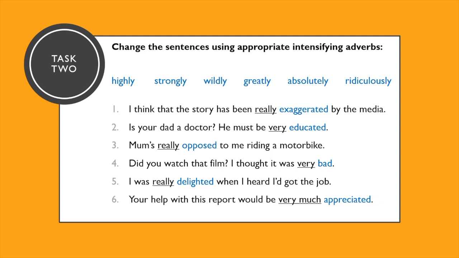Time for another task. Change the sentences using appropriate intensifying adverbs. So you have highly, strongly, wildly, greatly, absolutely, and ridiculously. Most of these form strong collocation pairings. So when you think about your answers, do pay attention to the words in blue. Pause the video and press play when you're ready to review.